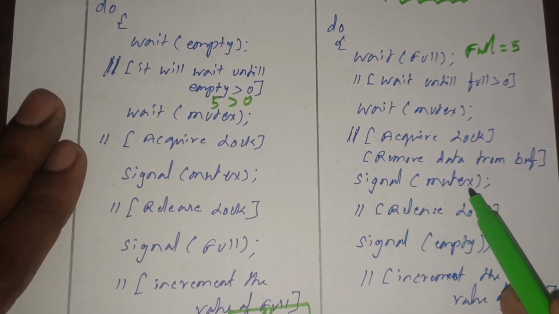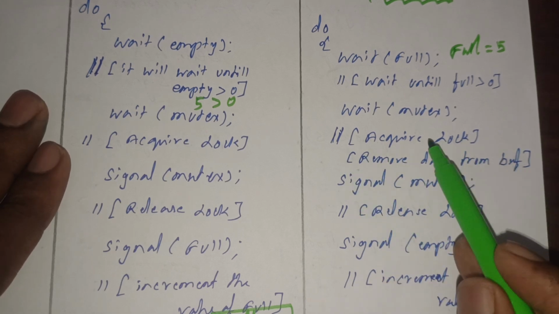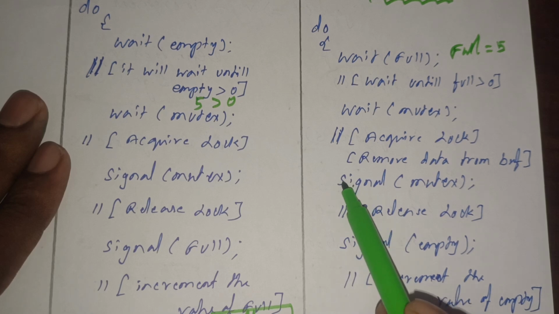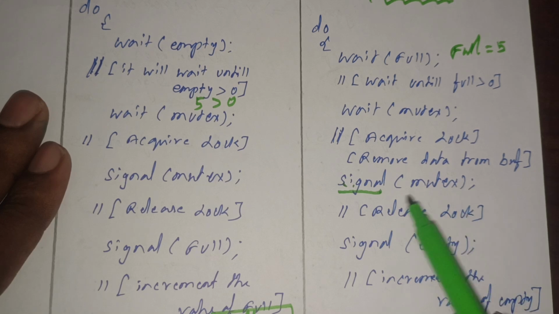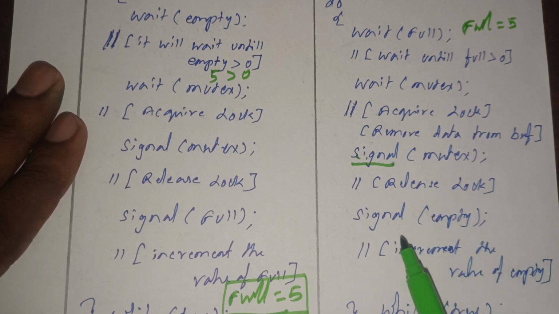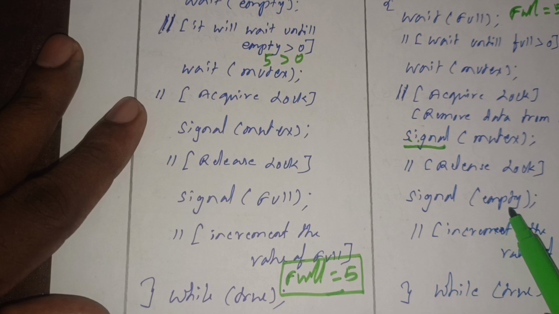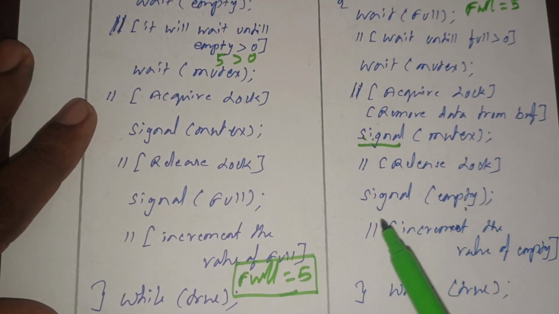Now signal mutex, right? When I have removed everything, that is, I have consumed everything inside the buffer, I am going to come out of this critical section. So I am going to call this signal. Signal releases this mutual exclusion, that is, the critical section. Finally, this consumer is going to signal empty. Here you can check that the producer is going to signal full, but the consumer is going to signal empty. Say for example, the consumer has consumed everything inside the buffer.